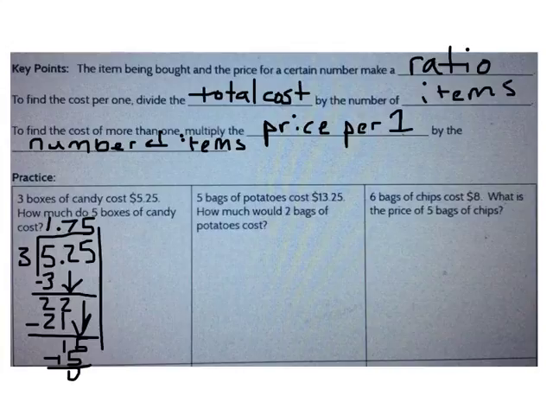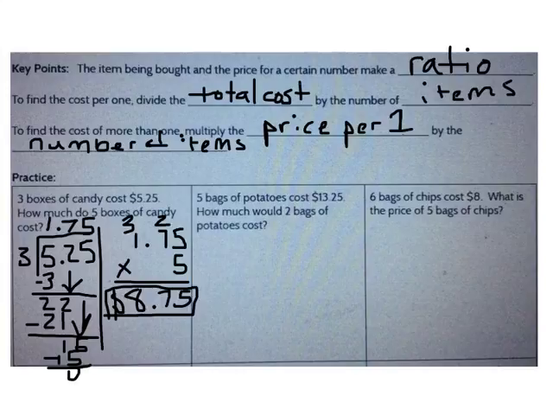The cost of each box of candy is $1.75. To find the cost of 5 boxes, I need to multiply the cost of one, $1.75, times the number of boxes, 5. Go ahead and do that now. The cost of 5 boxes of candy is $8.75.